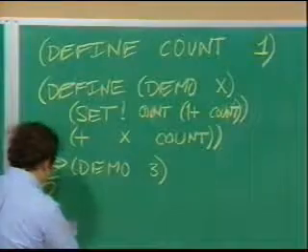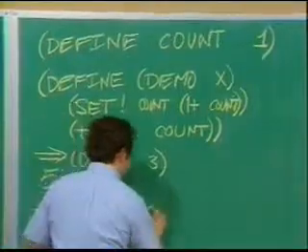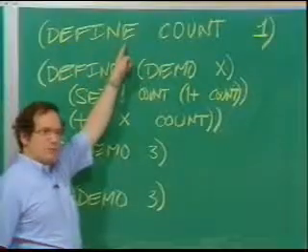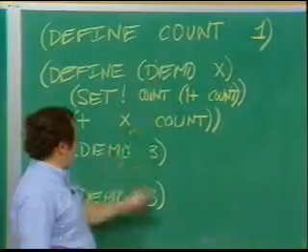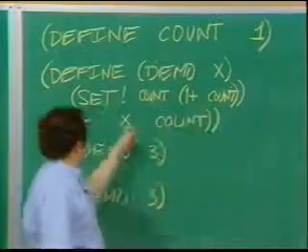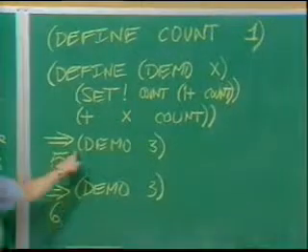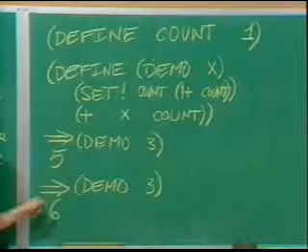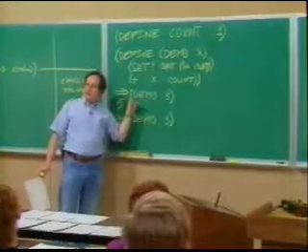Then I say demo of, say, 3 again. Okay, and what do I get? Well, now count is 2. It's not 1 anymore because I've incremented it. But now I go through this process. 3 goes into x. Count becomes 1 plus count, so that's 3 now. The sum of those two is 6, so the answer is 6. And what we see is the same expression leads to 2 different answers depending upon time. So demo is not a function. It does not compute a mathematical function.